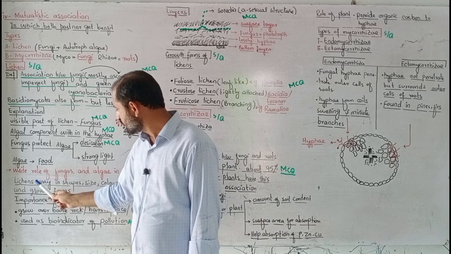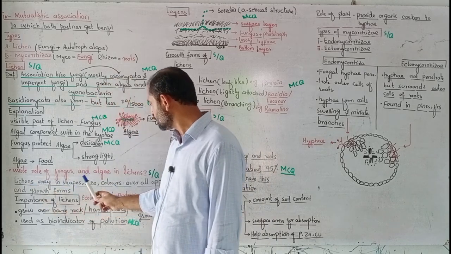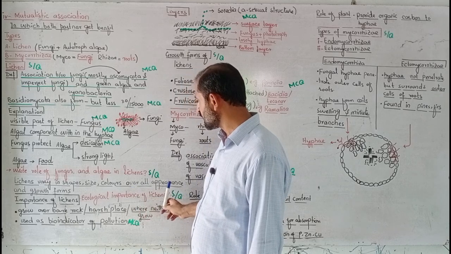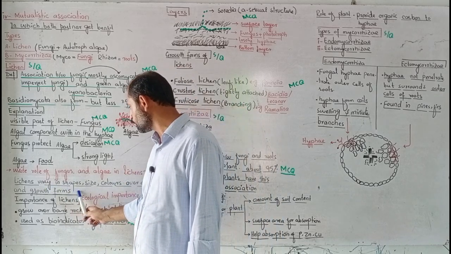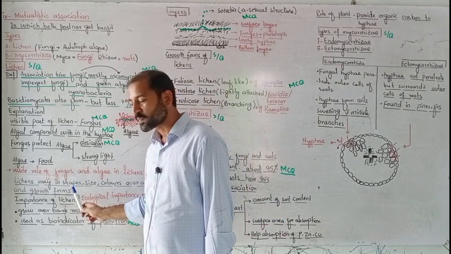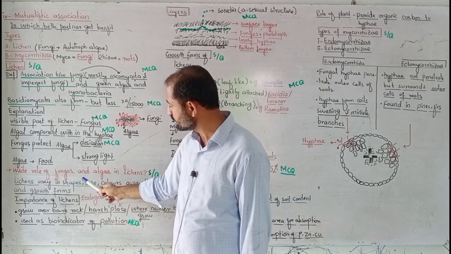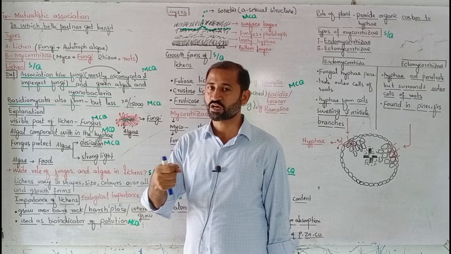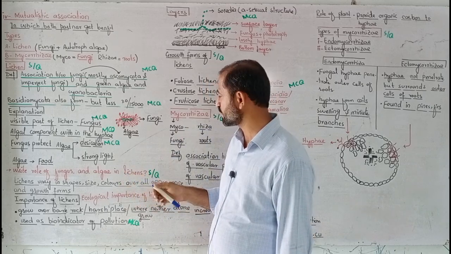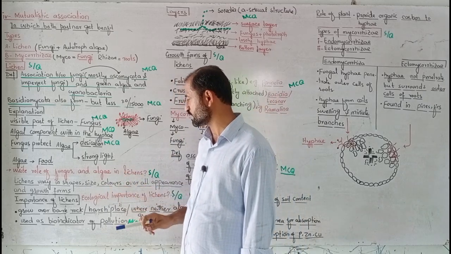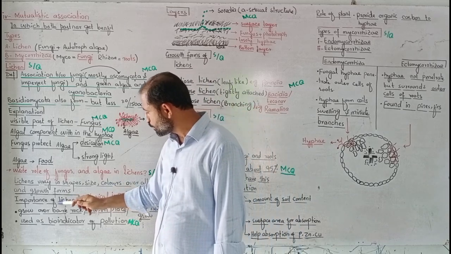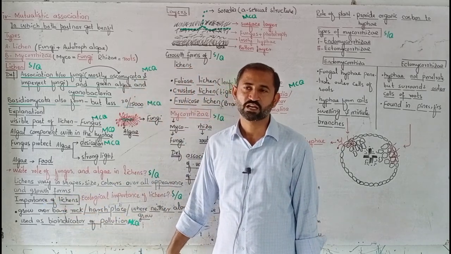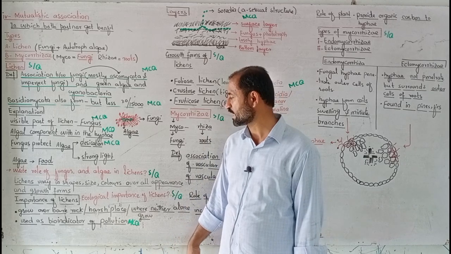Next one is lichens vary in shapes, size, colors, overall appearance and growth forms. Both these lines are written on your next page, but you withdraw these lines from there and write them along with the explanation. Next one is importance of lichens, that what is the importance of lichen or what function lichen performs.